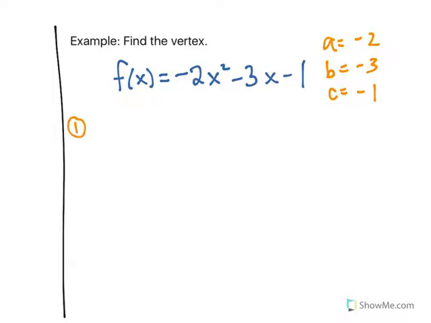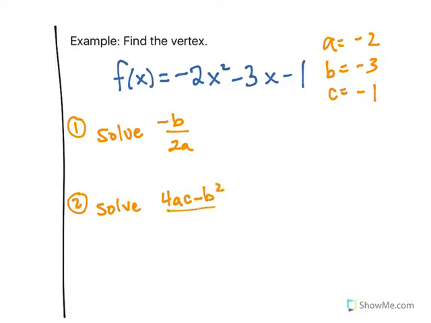First, we're going to solve for our x value, which is -b over 2a. Then you're going to solve for our y value, which is 4ac minus b squared divided by 4a. And then you can plug those values in and write it as a coordinate. So you're going to write the answer here as a coordinate. Okay? Number 1 is going to go here. Number 2 is going to go here.